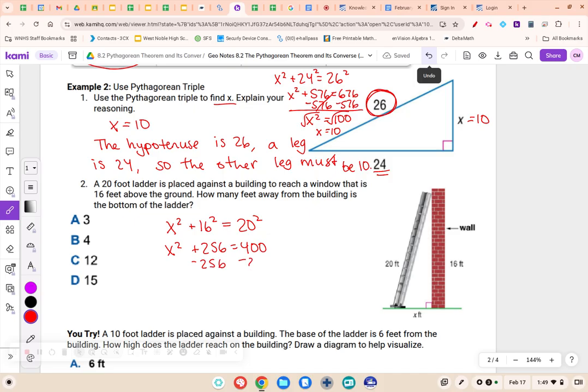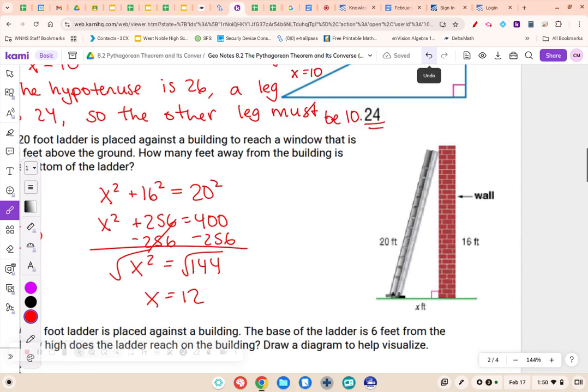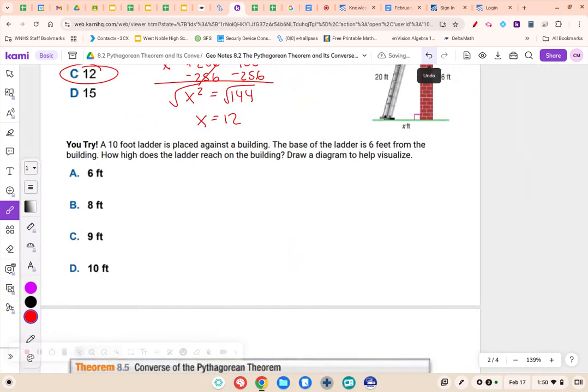And thankfully, we've had a lot of practice with these already this year, so this chapter should be, at least this part of it, fairly easy. Okay, go ahead and pause me. Try the try.